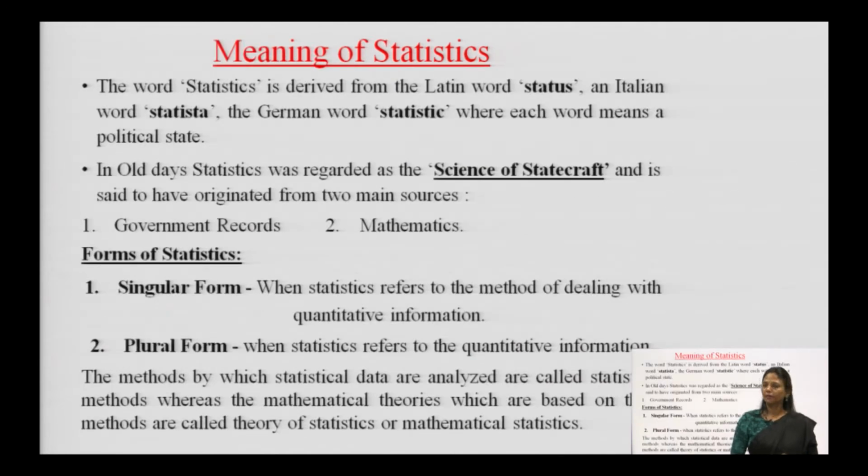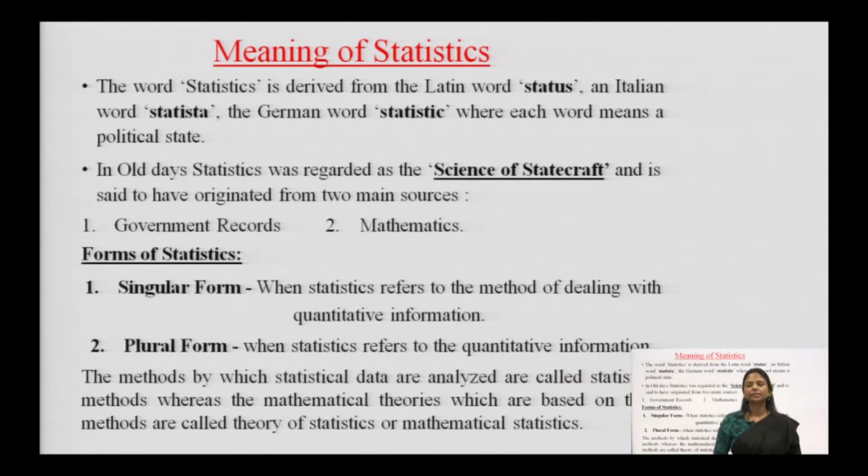According to different languages, different countries, what is the meaning of statistics to different people? The word statistics is derived from a Latin word status, an Italian word statista, a German word statistik, where each word means the same and the meaning is political state. In old days, statistics was regarded as the science of statecraft and is said to have originated from two main sources. Number one source is government records and the second is mathematics.